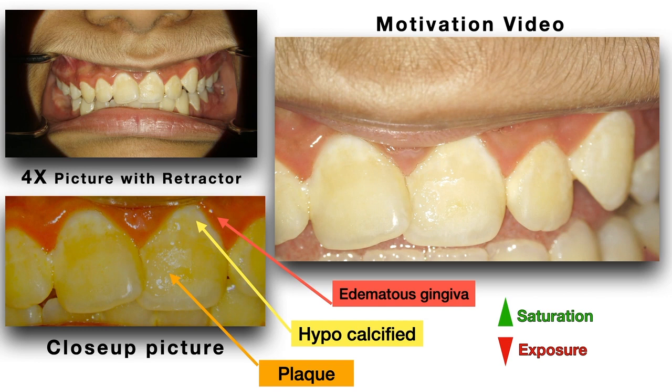I do some touching with photo editing, I increase the saturation and decrease the exposure, so the oedematous gingiva will appear more clear, and all the plaque is clear as well. Here we have hypocalcification, here we have plaque, here we have oedematous gingiva. So when the patients see this situation, they are absolutely motivated and they do good brushing.